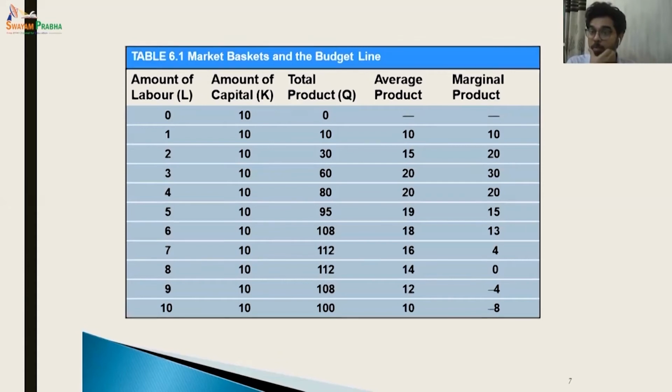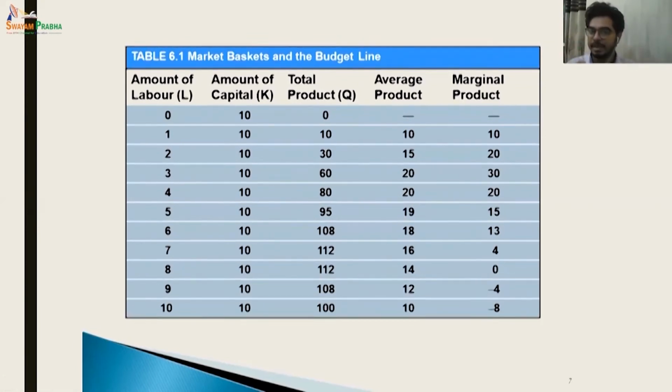Yes, so what do we observe? We observe that from 0 to 1, the average product is, so how do I estimate the average product first? Total product divided by the total labor. So the average product was total product Q divided by 1. So 10 divided by 1, 10. Total product for 2 labors was 30. 30 by 2, 15. With 3 labors, total product was 60. 60 by 3, 20. So this all is average product for labor.